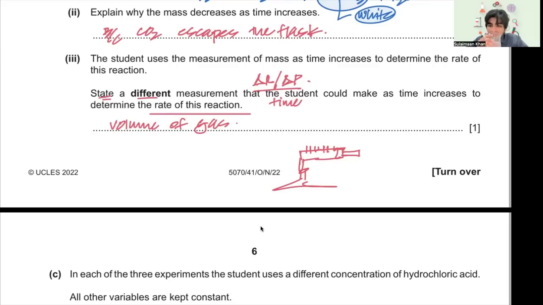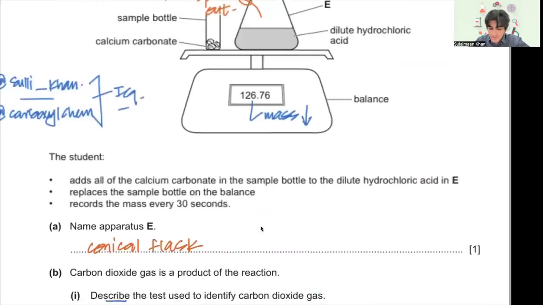Sir, how do we know carbon dioxide gas is present in a flask? Abdul Rahim, because there's this reaction taking place.